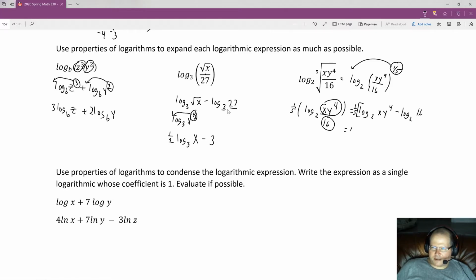Now that you have this first part broken apart, they are two factors. You have an x times y to the 4th, so this is going to be log base 2 of x plus log base 2 of y to the 4th, minus log base 2 of 16.